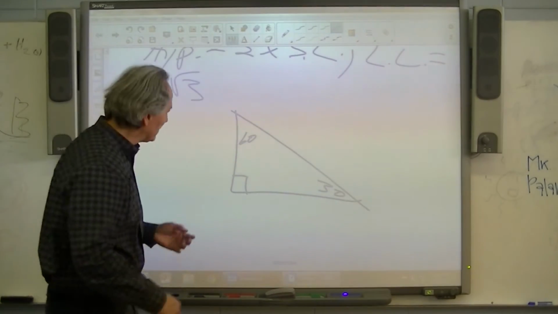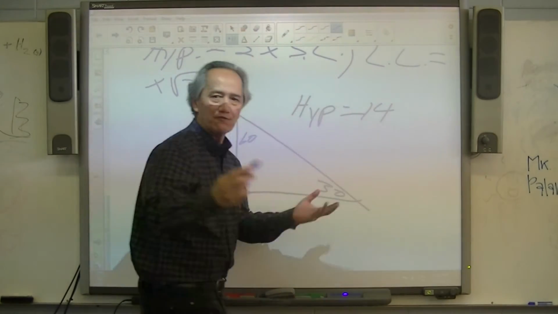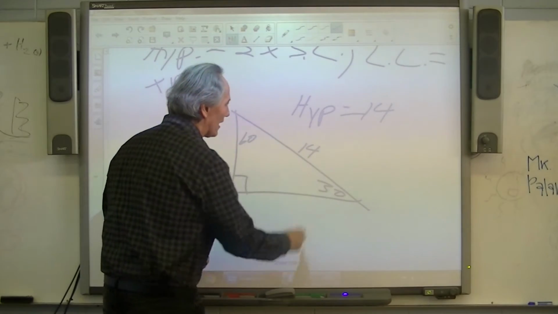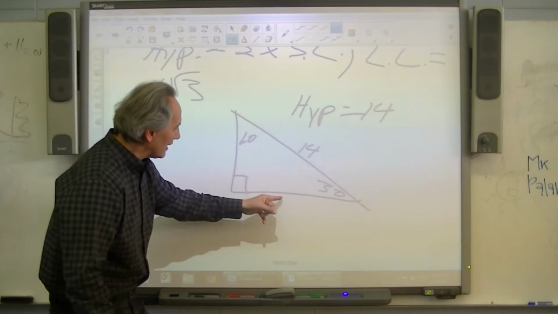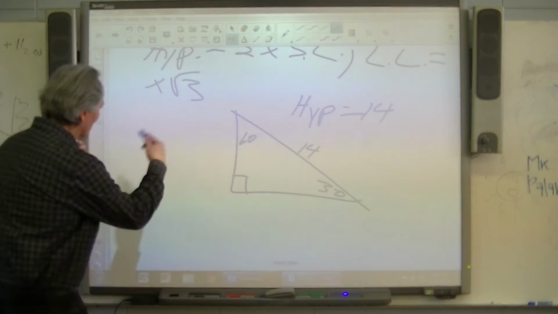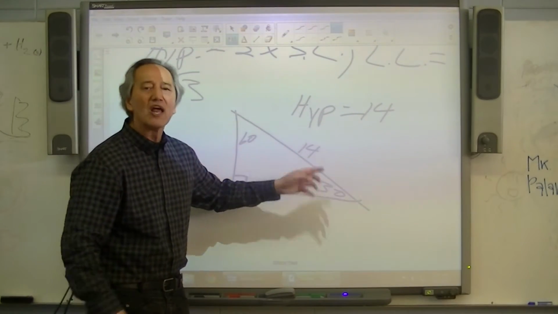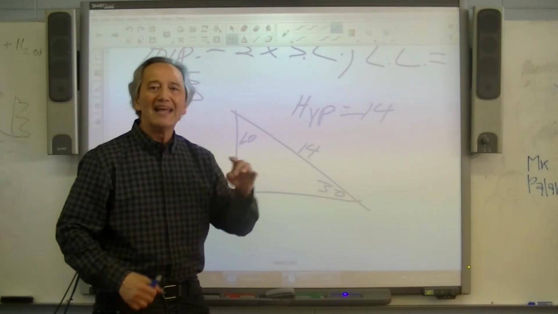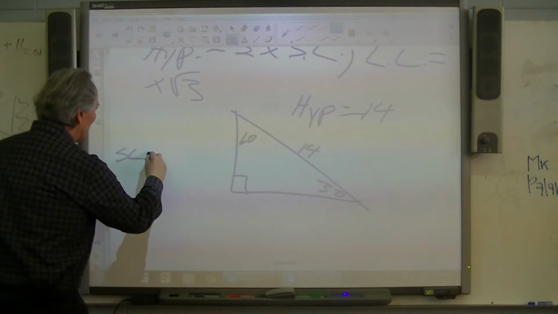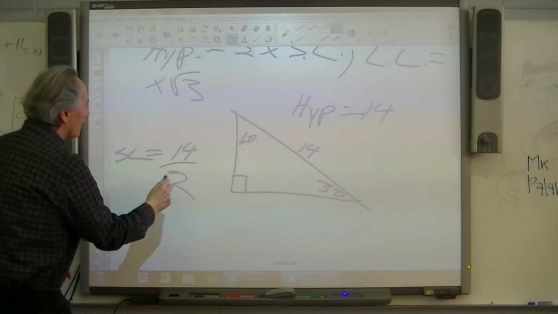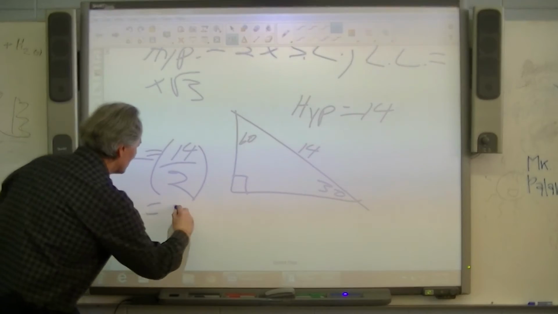Let's get some values on this. Let's say, for example, we were given a hypotenuse equal to 14. We want to solve for both the long leg as well as the short leg. So let's start with the short leg. Short leg is much easier because we've got a value on the hypotenuse, and we know that the short leg is 1/2 of the hypotenuse. So the short leg is equal to 1/2 of the hypotenuse, which in this case is 14 over 2, which gives us 7.